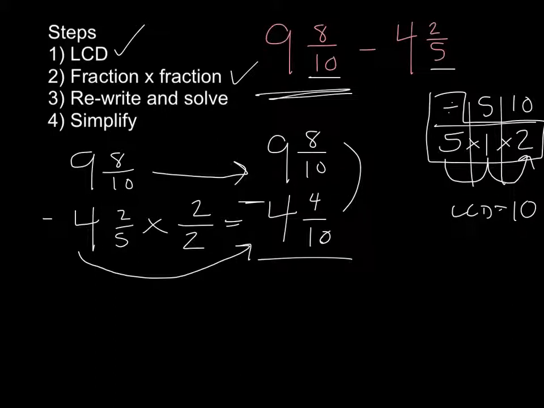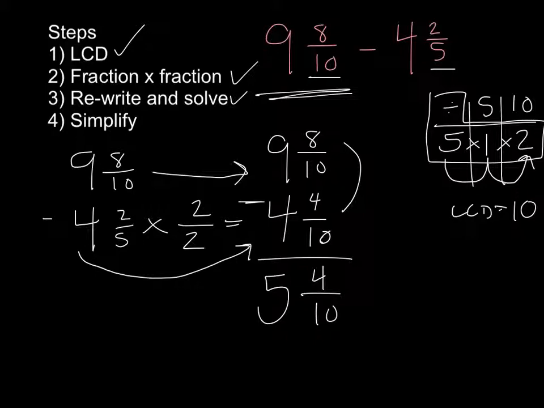And I'm going to subtract my fractions first. 8/10 minus 4/10 is 4/10, because 8 minus 4 is 4. Now I'm going to subtract the whole numbers. 9 minus 4 is 5.